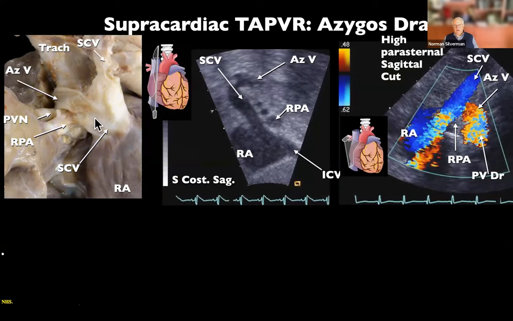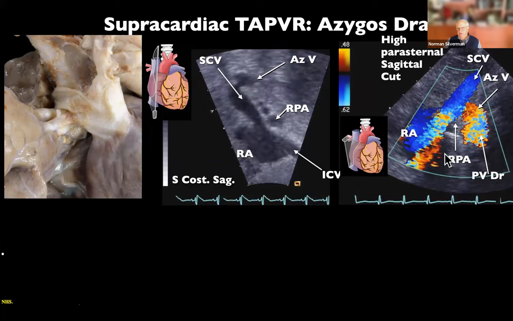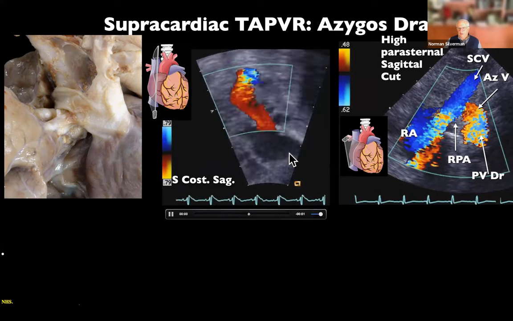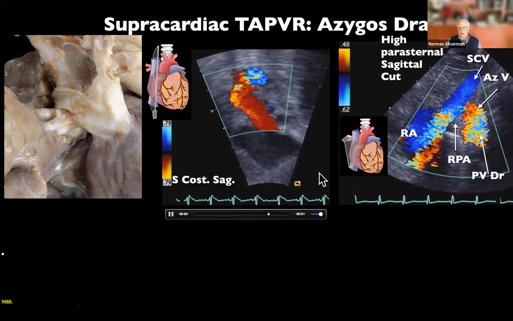It may drain into the azygos vein. I'll bring this point because when you see veins draining into an azygos, you've got a 50-50 chance of having right isomerism. So again, once you find an azygos vein draining into a superior cava and receiving the pulmonary veins as well, this is not an interrupted inferior vena cava. You can see the inferior vena cava here.